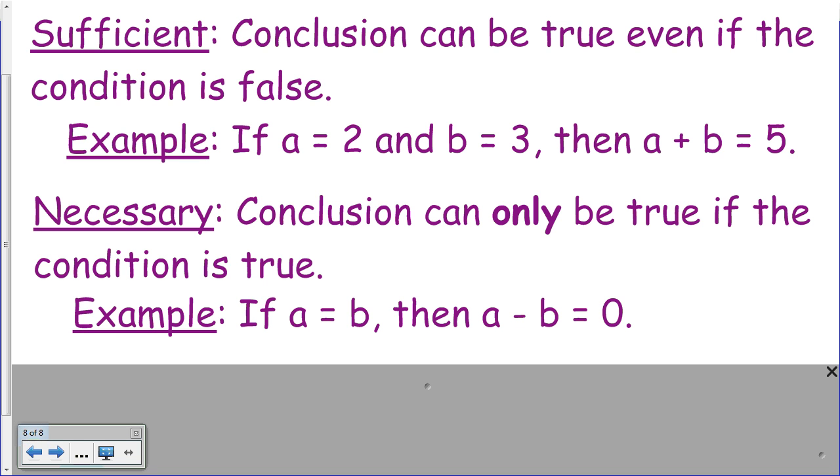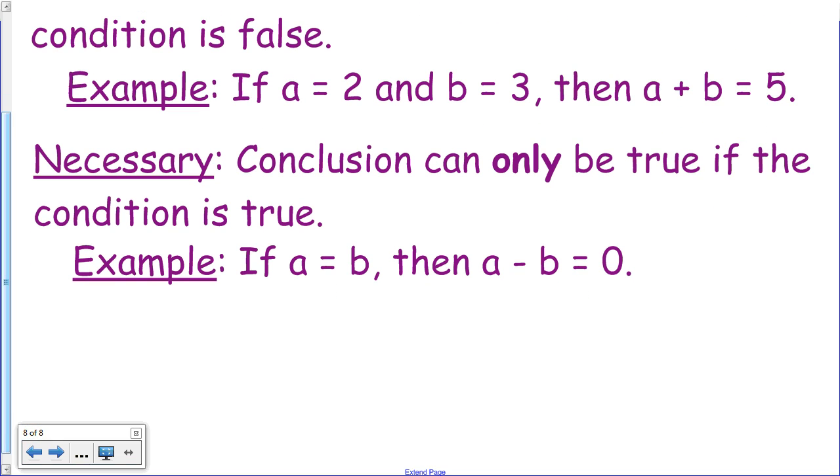This one says if A is equal to B, then A minus B is equal to 0. Obviously if A and B are equal, then their difference is in fact 0. So if A and B are equal to each other, then we know that the conclusion is going to be true. However, that's the only possible way that the conclusion is true. There are no two values you can come up with for A and B whose difference is 0 other than A and B being the same number. These are what we call necessary conditions. The only way that A minus B is equal to 0 is if A is equal to B. Okay, those are necessary conditions.